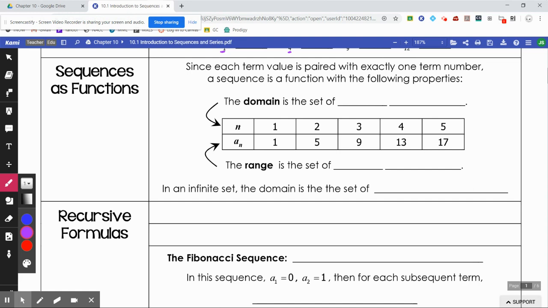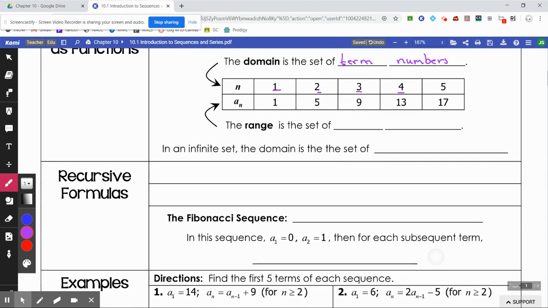The domain is the set of all the term numbers. The first term, the second term, the third term, the fourth term, that's your domain. The range would be the term value. What is the value of the first term? What is the value of the second term? In an infinite set, the domain is the set of all natural numbers. Because we know our natural numbers are 1, 2, 3, 4, 5. It's the counting numbers. So therefore, the domain would be all of those natural numbers.